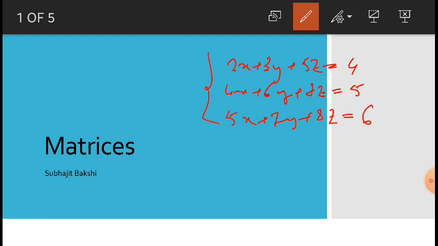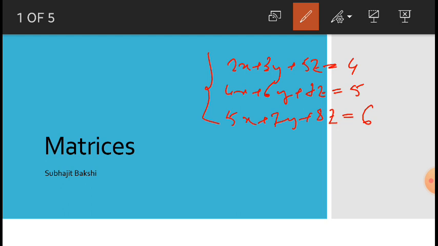Now if I ask you to solve these equations, either they will be solvable or not. There are many systems of equations which are not solvable. With 3 equations and 3 variables, it may or may not be solvable. To check whether it is solvable or not, we use matrices, and we also use matrices to solve this kind of problem.